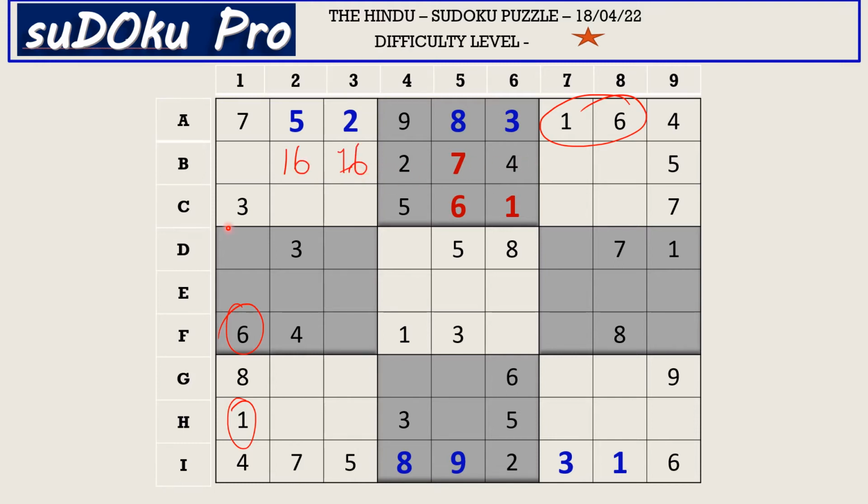Now you have a 3 which blocks this cell, and there is a 3 here which blocks this cell. So in B row, B8 is the only cell where 3 can be. Now the missing numbers are 8 and 9. Now in G row, there is an 8 blocking this cell. So 8 goes here in B7 and 9 goes here in B1.